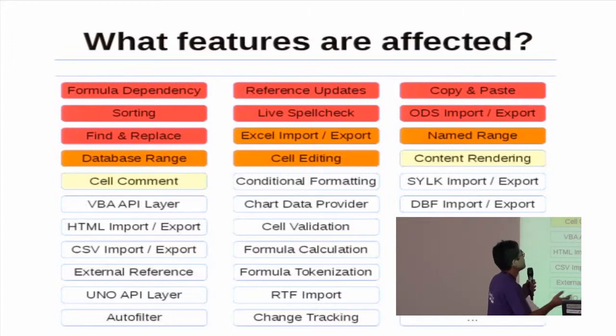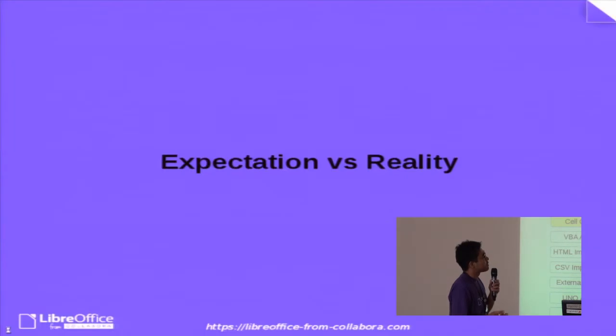And of course, undo and redo sits on top of everything. And although we actually fixed much of the undo and redo code, I think some code still assumes the old cell storage, so that's something that we still need to look into.